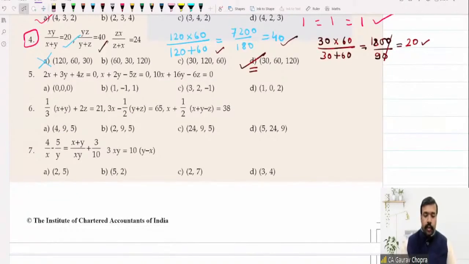Now you have to try question number 6. Let us try question number 6. 1/3 of x plus y plus 2z equals 21. Then 3x minus half y plus z gives 65, and then x plus half of x plus y minus z gives 38. So these are the three equations in question number 6, and we have to find the correct option. Now you can try this.